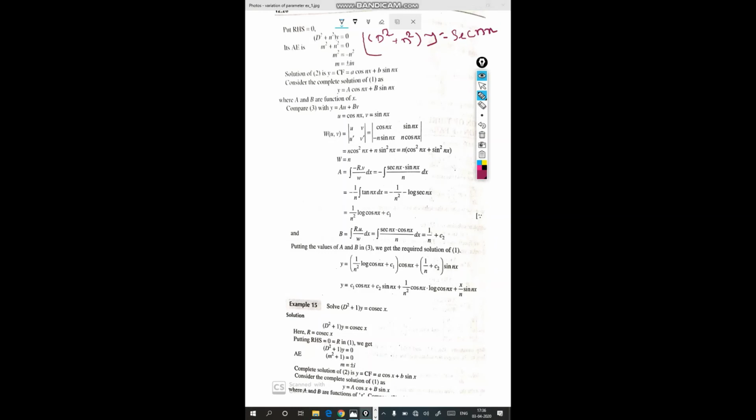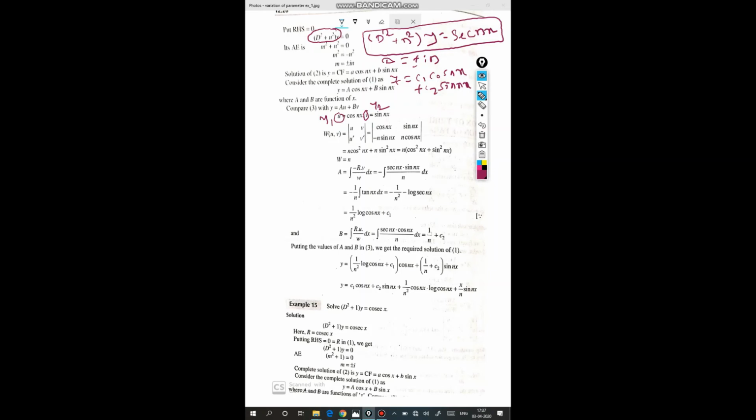First of all, the example that we have taken here is (D² + n²)y = sec nx. Step number one, the auxiliary equation D² + n² is equated to 0 and we get D = ±in as the roots. So yc = c1 cos nx + c2 sin nx. If we compare this with c1 y1 + c2 y2, then y1 is cos nx and y2 is sin nx.